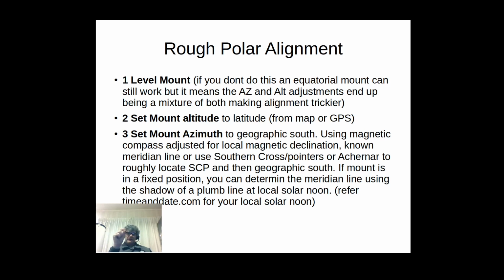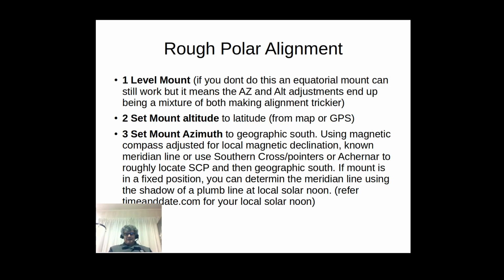You might have a scale. It may not be that accurate. You could use something like a protractor, but again, you're not going to get super accurate at this point. This is just to get a rough alignment. And again, you set the azimuth.